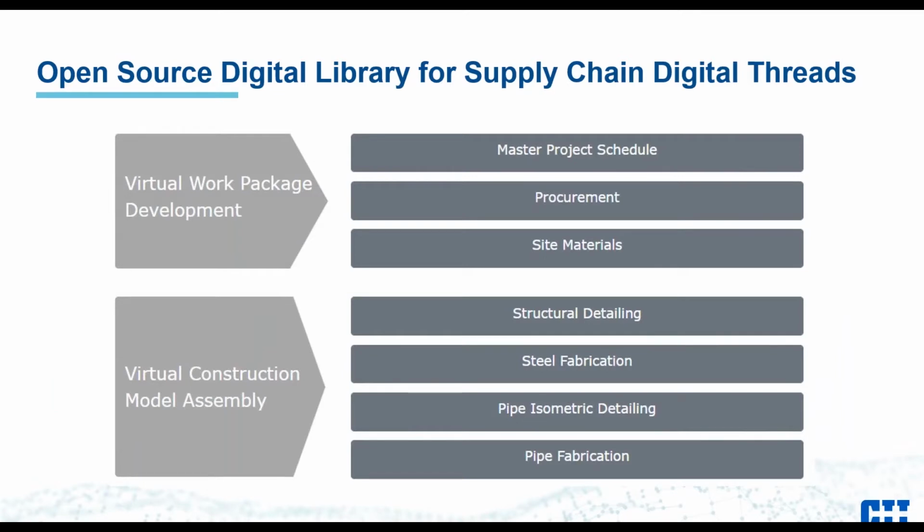So what you're seeing here is the user interface homepage. Each of the dark tabs in the right column are our supply chain digital threads. They're categorized into virtual work package development and virtual construction model assembly. Several digital thread packages were identified for supply chain visibility. Again, you'll be hearing about the details later on.